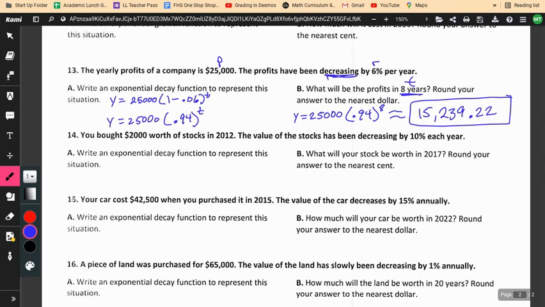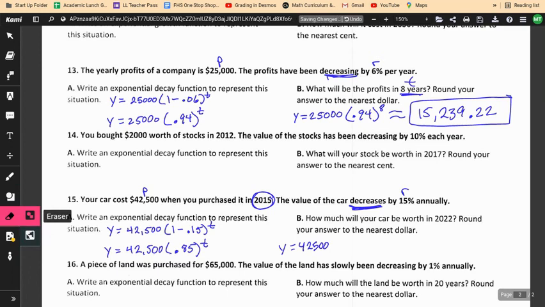And then the last example I'm going to do is 15. So it says we bought a car, we have a car. So this is the principal. When you purchase it in 2015, so this is the initial year, the value of the car decreases by a rate of 15%. It says write an equation to represent this. Y equals 42,500 times 1 minus 0.15 raised to the power of t. And then we have y equals 42,500 times 0.85 raised to the power of t. Again, I just did the subtraction inside the parentheses. And so that's the equation that I like using.